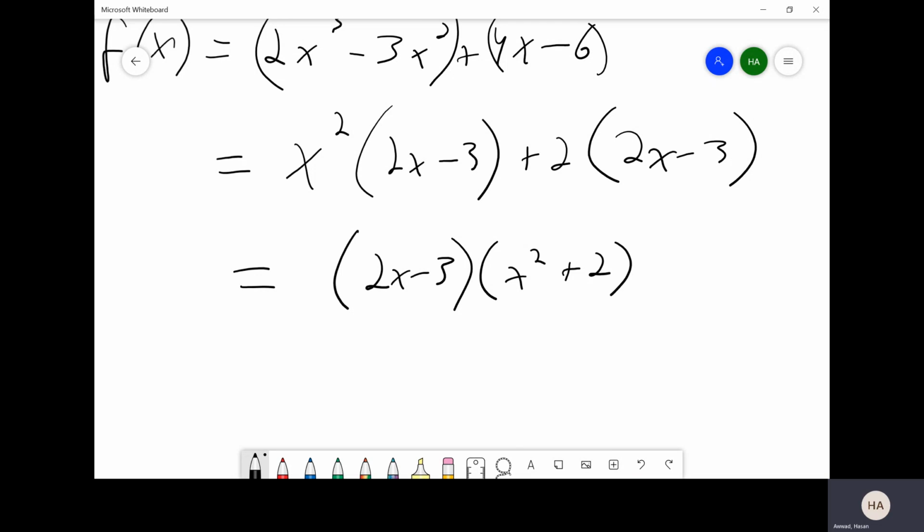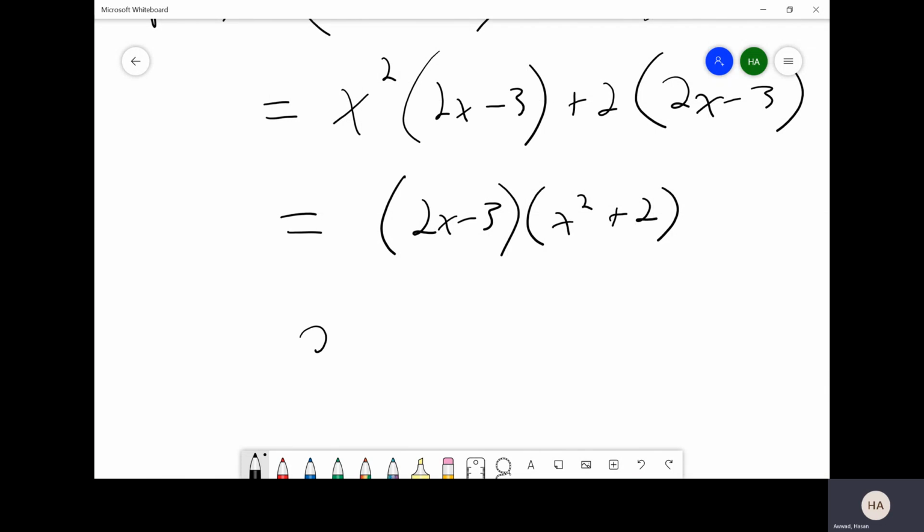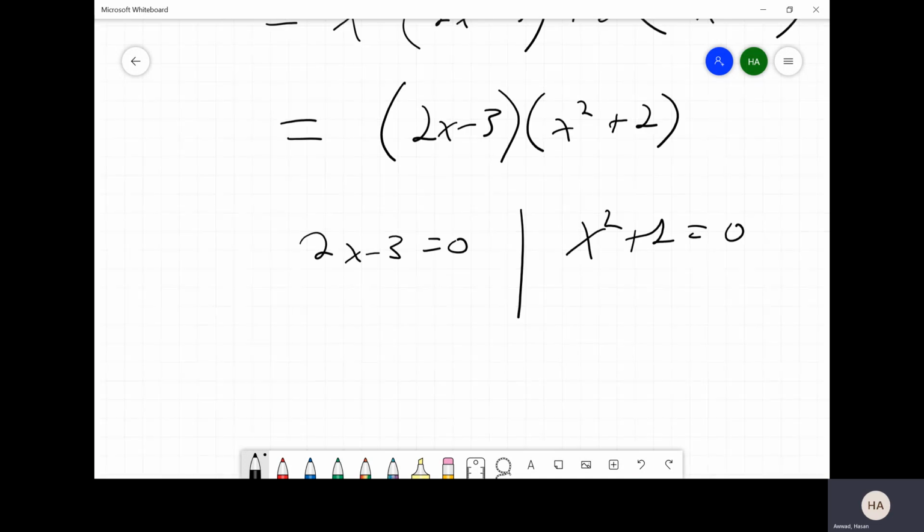And we know how to solve this, right? We have two factors, zero product property. We set each factor equal to 0, and we see what we get. So we have 2x minus 3 is equal to 0, and x squared plus 2 is equal to 0. Okay, so for the left-hand side, we add 3 to both sides. 2x is equal to 3.